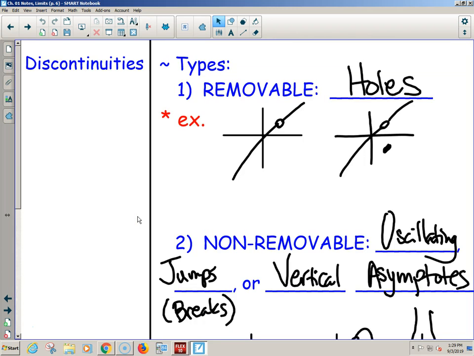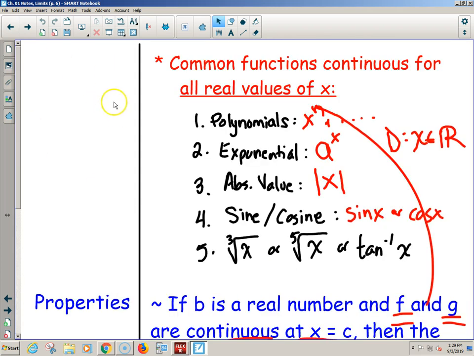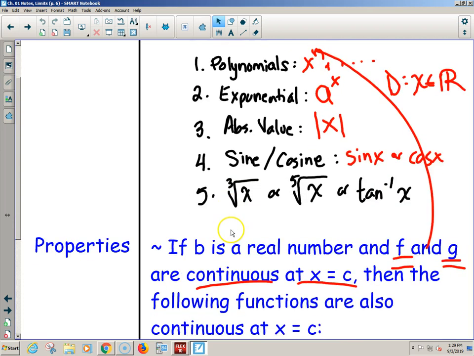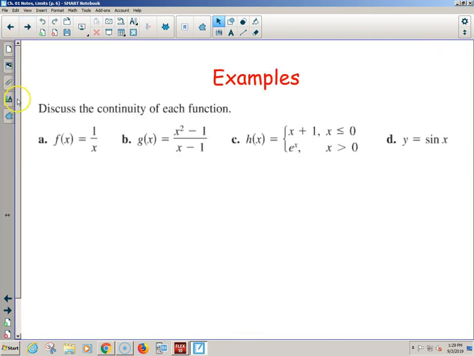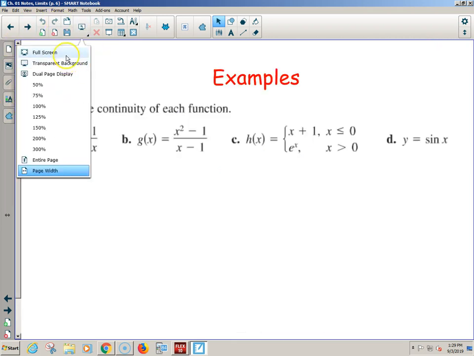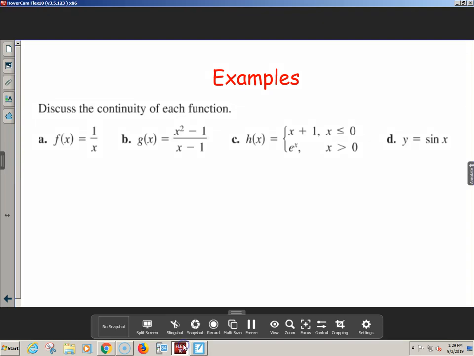Now, we talked about a few different functions on Thursday. Ones that are going to be continuous everywhere, no problems whatsoever, unless they get put together in a piecewise function. You can add them, subtract them, multiply them by a number, or divide them. Just watch out for those zeros. So let's check out these and talk about discussing the continuity.